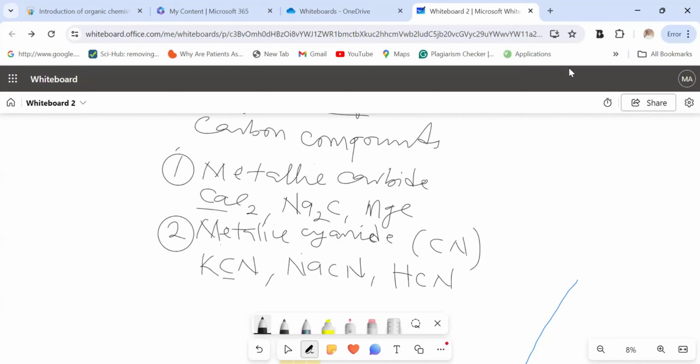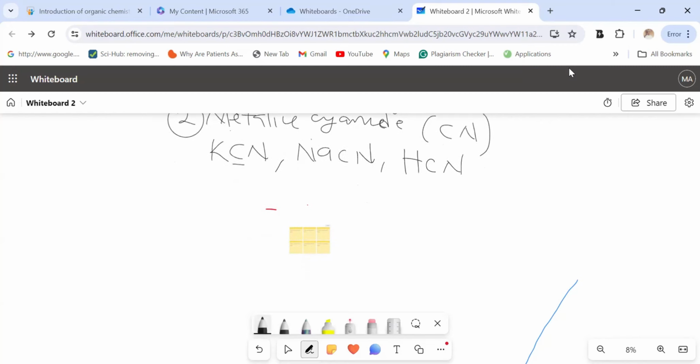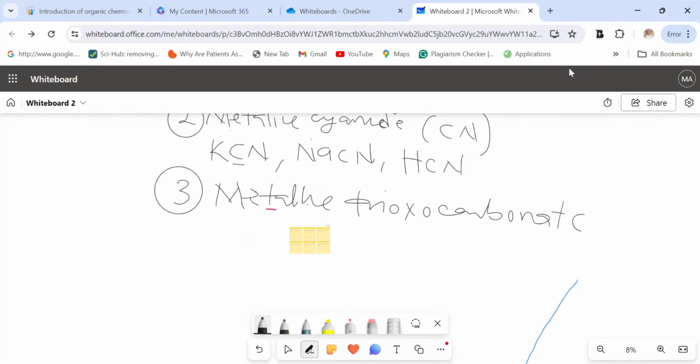Then apart from this, the next compounds that contain carbon but are not considered organic are metallic trioxocarbonates. Examples of metallic trioxocarbonates are sodium trioxocarbonate(IV) or calcium trioxocarbonate(IV). These are also compounds that have carbon in them, but they are not considered organic compounds. So this is the third one.